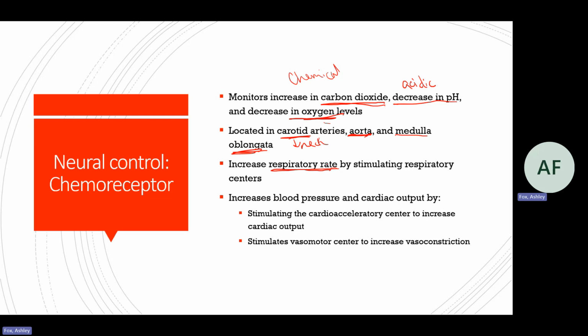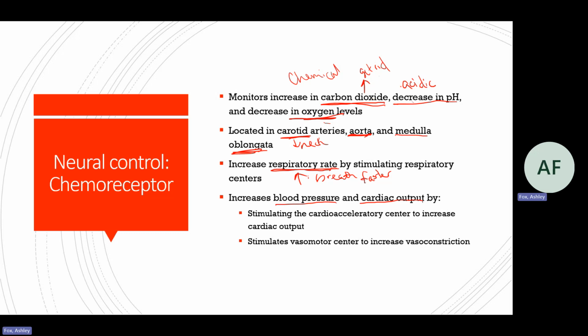But if you have an increase in carbon dioxide or a decrease in pH, in your acidic, or decreased oxygen levels, you're going to compensate by increasing your respiratory rate, meaning you're going to breathe faster. And like I said, we're going to cover this a lot when we get to the respiratory system. But the major factor is that we're going to increase blood pressure and cardiac output. Why? Well, we want to get rid of this. How do we do it? Increase the blood pressure and increase cardiac output.